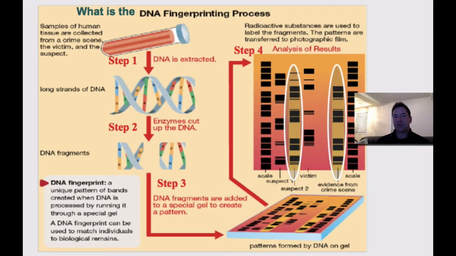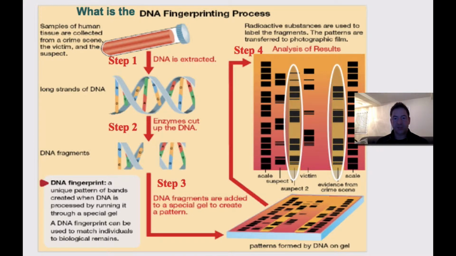What they would do at this point is mix them up and extract the DNA from a solution. They extract these long strands of DNA and add an enzyme, and that enzyme is going to cut up the DNA into smaller fragments. Those fragments are then combined and added to a gel, and it's going to create a pattern. Eventually they're transferred to photographic paper.